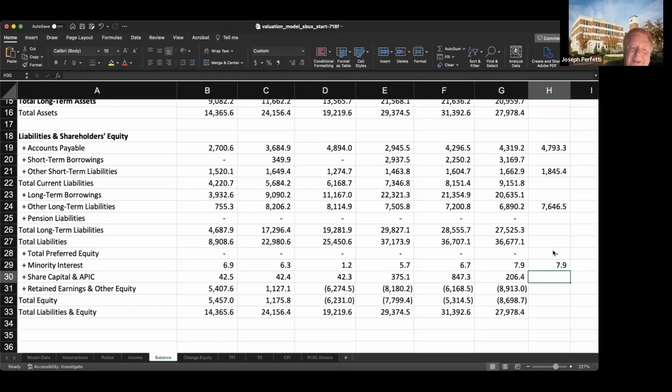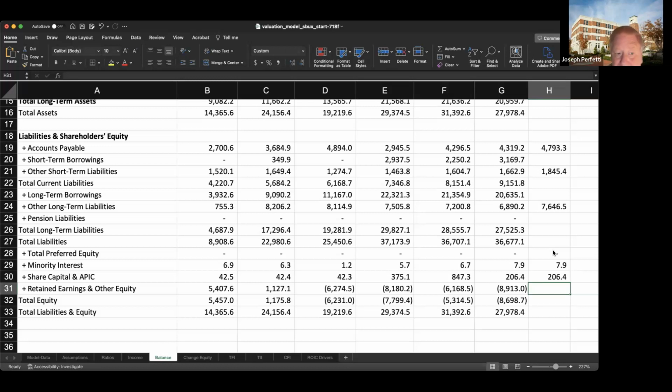Whatever share capital and paid-in capital we have, we're going to leave alone. We're not going to issue any new stock. We're not going to buy back stock. Whatever share capital you have, you keep. Equals the previous year. And APIC stands for additional paid-in capital. The final one is retained earnings. That one we have to solve for.